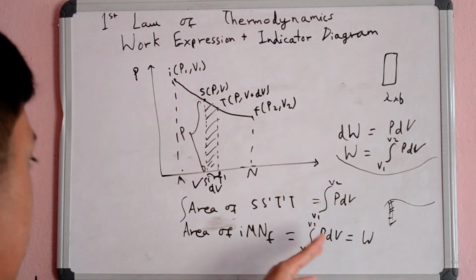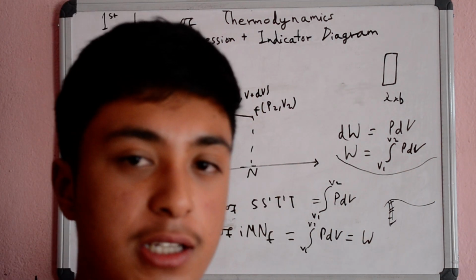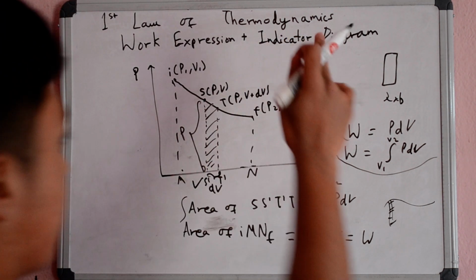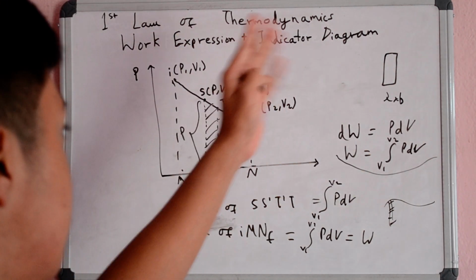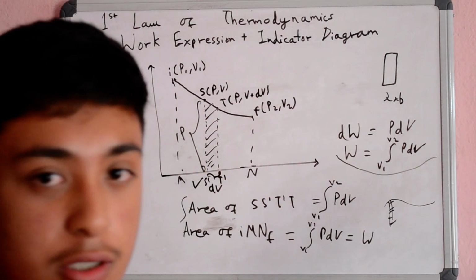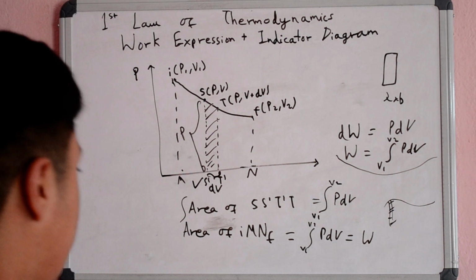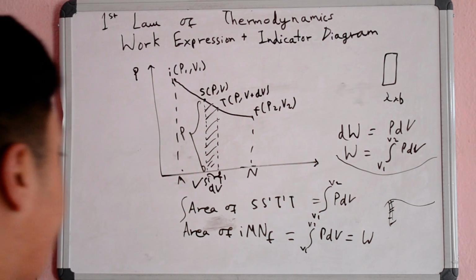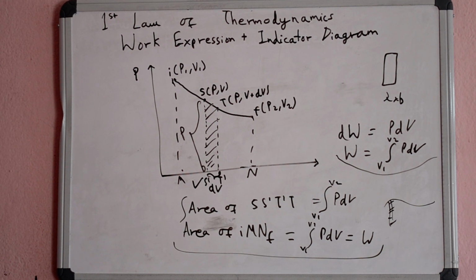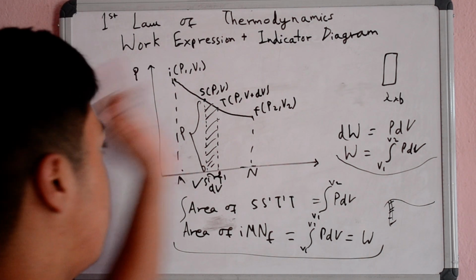So that means the significance of the indicator diagram, which can be asked in conceptual or short questions, is: what is the significance of the indicator diagram? The significance of the indicator diagram is that the area under the curve from one state to another state gives the total work done, for the system or in the system. Numerically, the area under the curve is equal to the total work done. That is the significance of the indicator diagram.